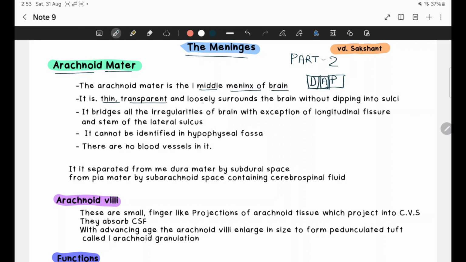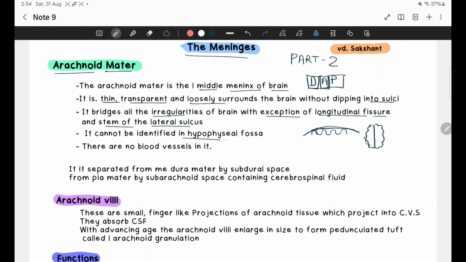It is thin, transparent and loosely surrounds the brain without dipping into the sulcus. So we know that the brain has sulcus and gyri-like structures. So the arachnoid mater in our brain covers like this. Then it bridges all irregularities like the sulcus and gyri, with the exception of the longitudinal fissure and the stem of the lateral sulcus. So what is the longitudinal fissure? The longitudinal fissure means the median fissure which divides the brain into the two hemispheres.